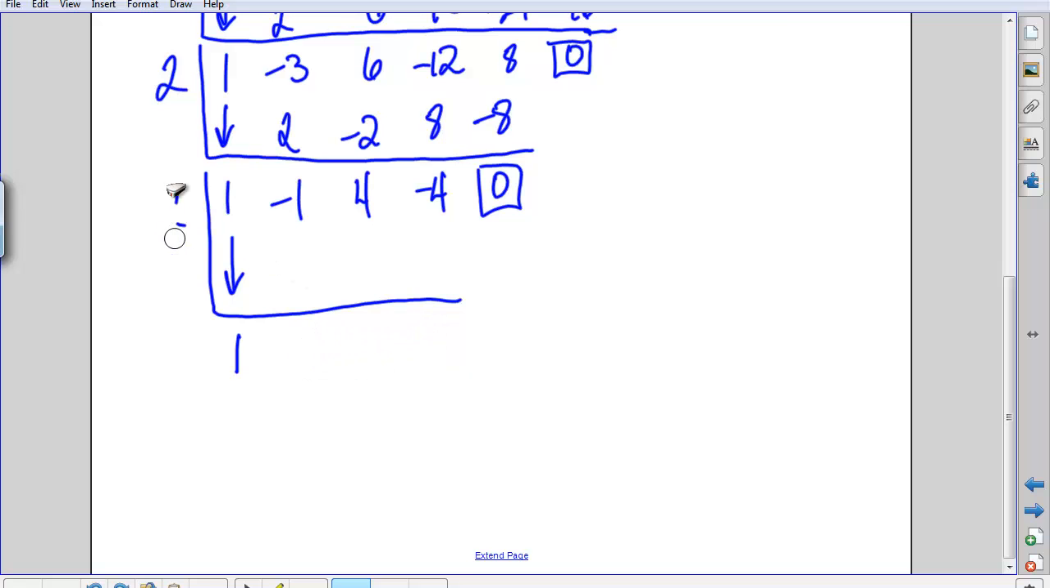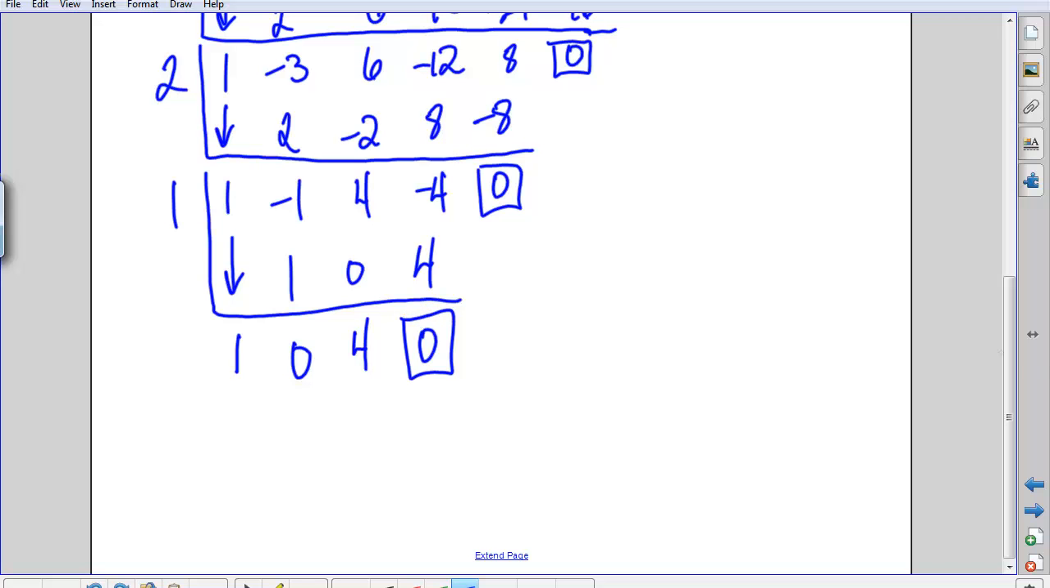But we know that 1 is a 0, so let's continue this process with 1. 1 times 1 is 1. Add that, we get 0. 1 times 0 is 0. That's a 4. 1 and 4 is 4. And that's a 0.